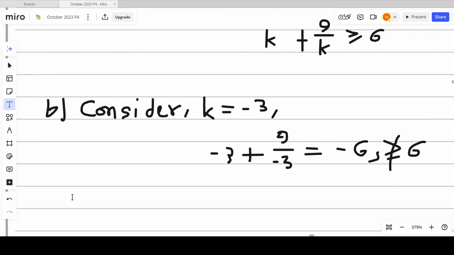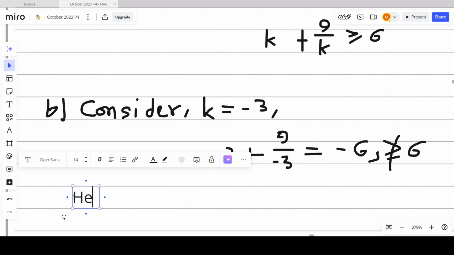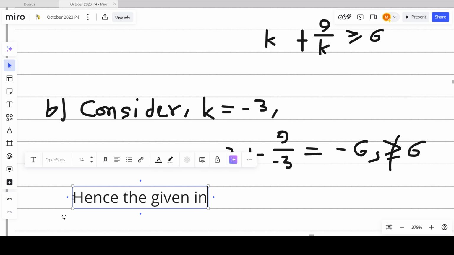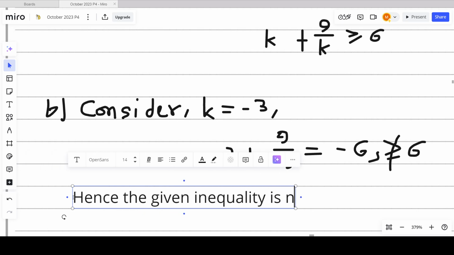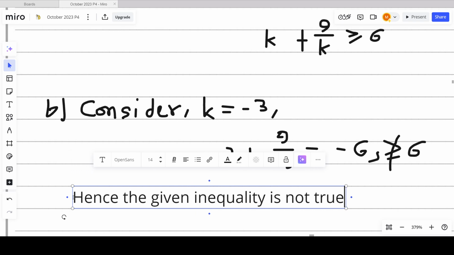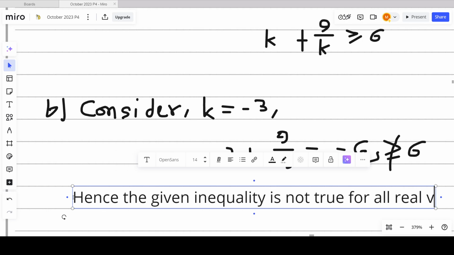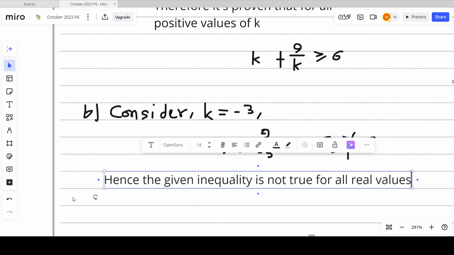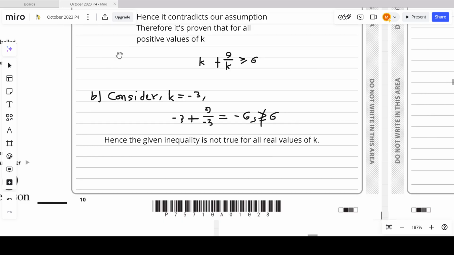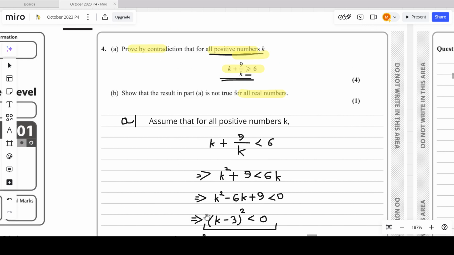Now you need to write the conclusion. Hence, the given inequality is not true for all real values of k. That's it. This is the end of this fourth video, where we solved question number 4 from the October 2023 P4 paper.